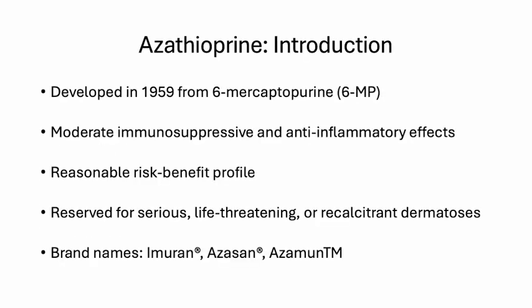Azathioprine was developed in 1959 from its parent drug, 6-mercaptopurine, and it has become a valuable tool in treating inflammatory skin diseases. It offers moderate immunosuppressive and anti-inflammatory effects with a reasonable risk-benefit profile. However, due to its potency, it's typically reserved for serious, life-threatening, or recalcitrant dermatoses after other therapies have failed. You may encounter this drug under brand names such as Imuran, Azasan, or Azamune.